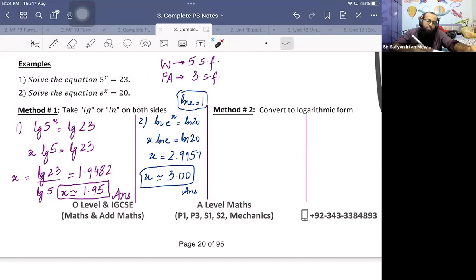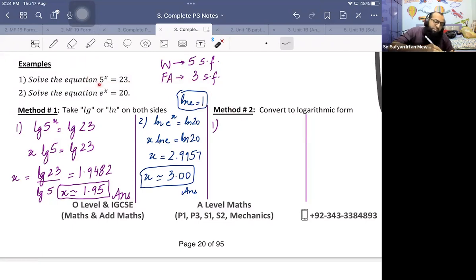Okay, clear. So method number 2, convert to log form. These two examples are in index form. If we are going to solve example number 1, let's convert this index form to log form.